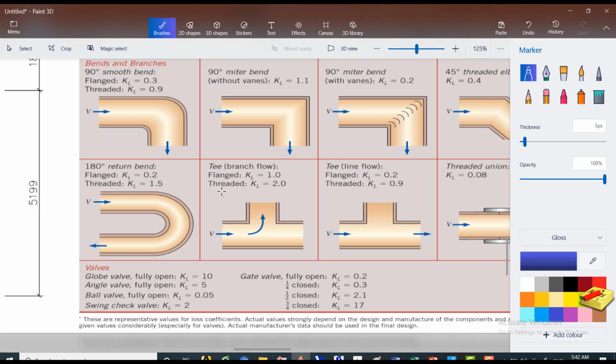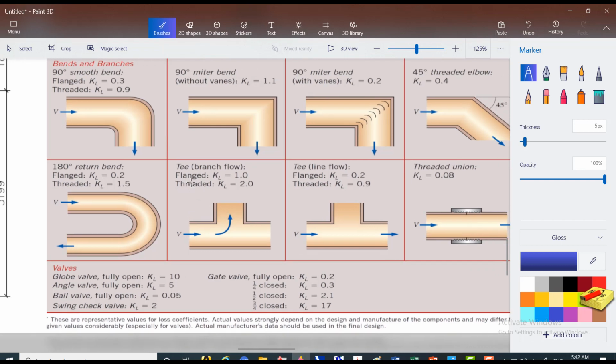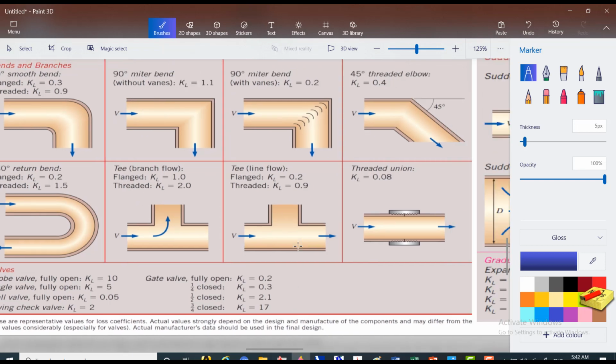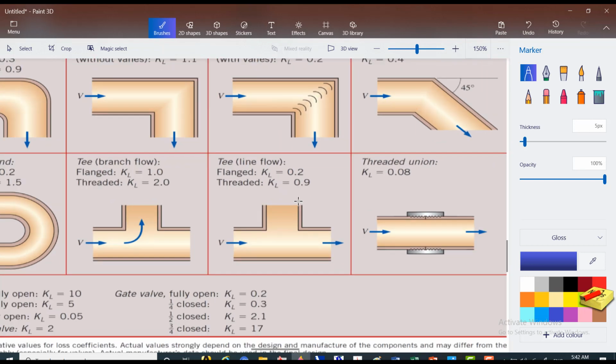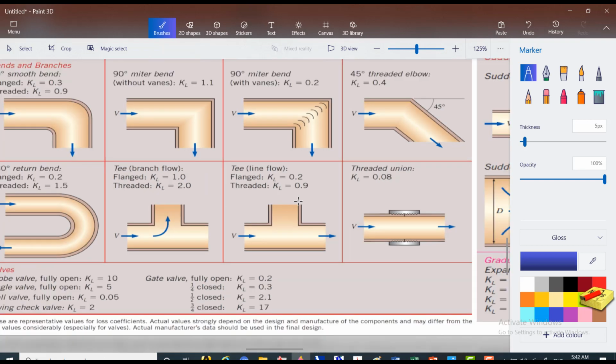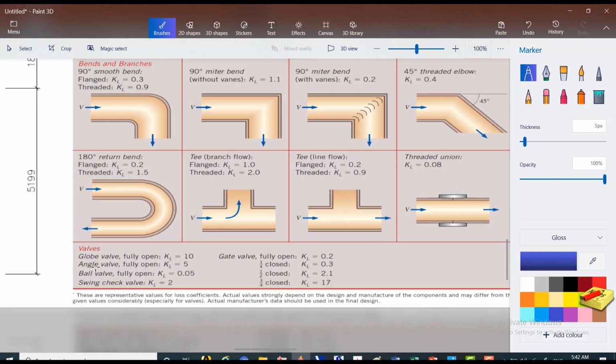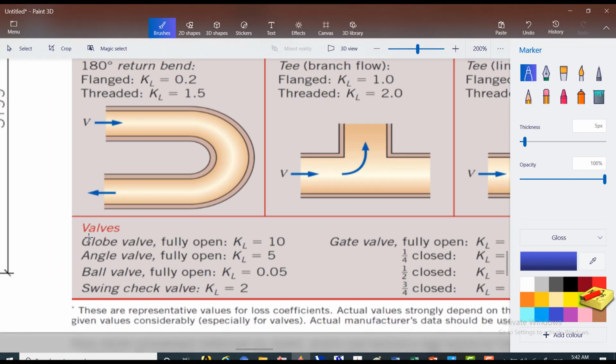Then we also have the T-branch. Okay, so we have your flange type, then threaded connection. So that's the flange type connection that he is referring to there, and threaded connection. Then we have flange also, again, and threaded. Then union, so you have threaded union.